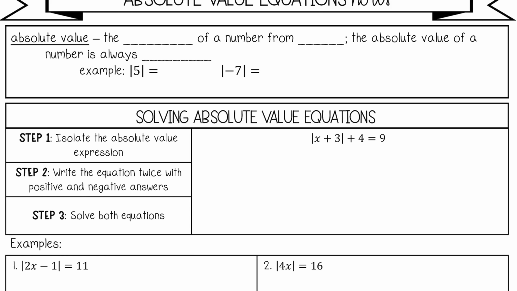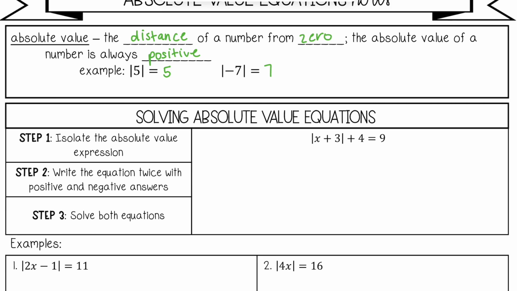Absolute value is the distance of a number from 0. The absolute value of a number is always positive because distance is always positive. For example, you can't run -5 miles. That's a distance, so it's always going to be +5 or positive whatever number. So the absolute value of 5 stays 5, but the absolute value of a negative number like -7 is just 7 because it's 7 units away from 0.